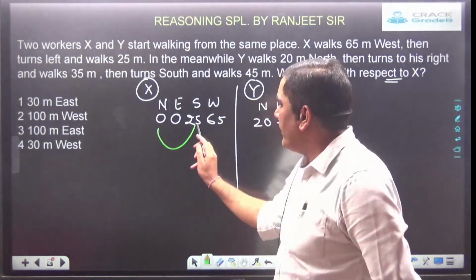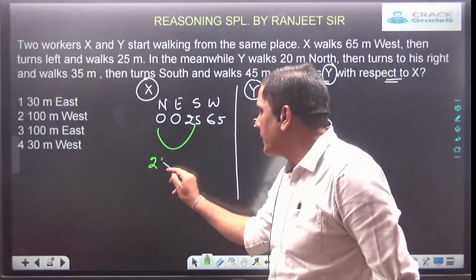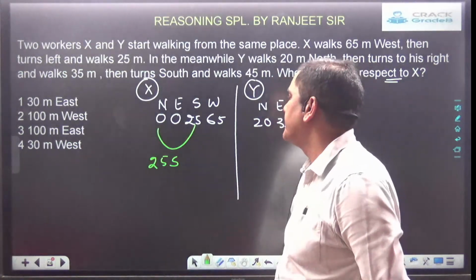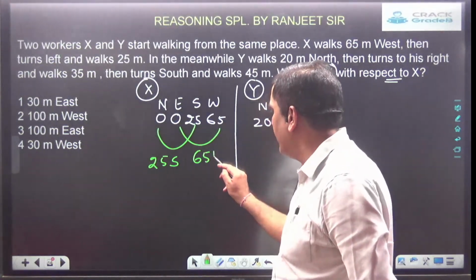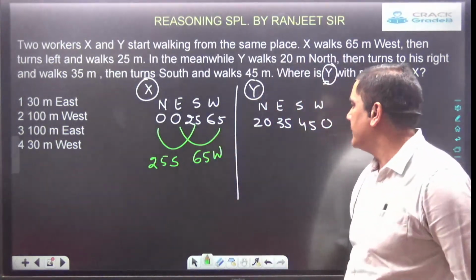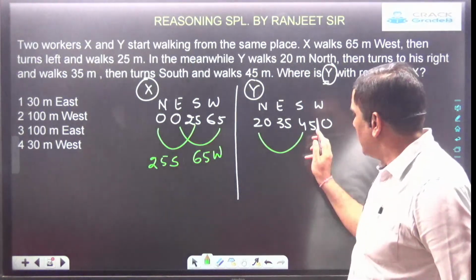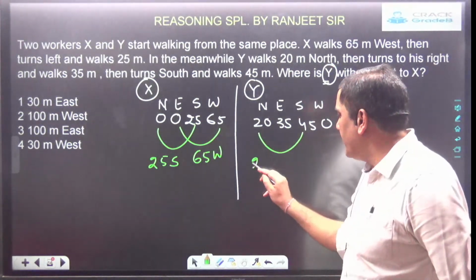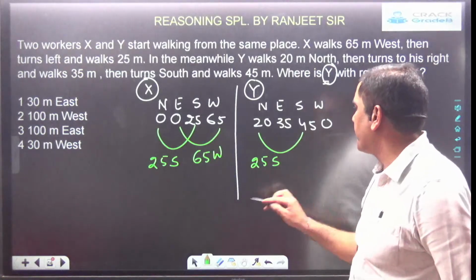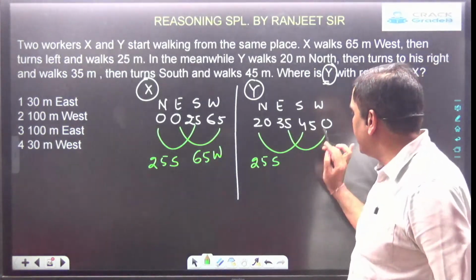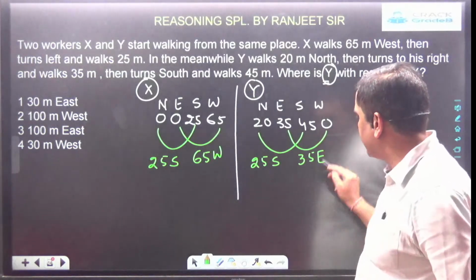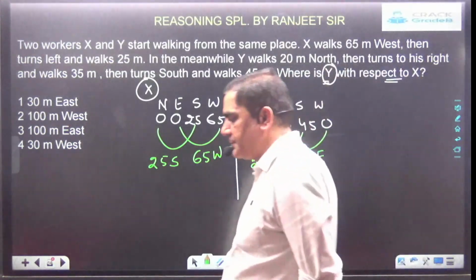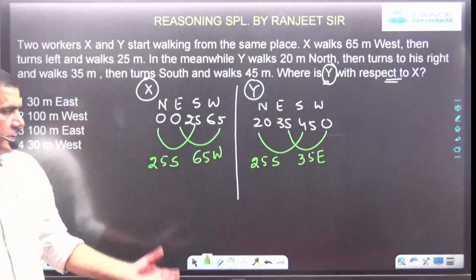Take these two. 25 minus 0 comes out to be 25, and this is what? South. 65 minus 0 is 65, this comes out to be west. Okay, this part is okay. Come. 45 minus 20 comes out to be 25 and then south. 35 minus 0 is 35 and this, okay, this is east. Last time I had taken it to be west. Okay. Clear? Now get the answer.